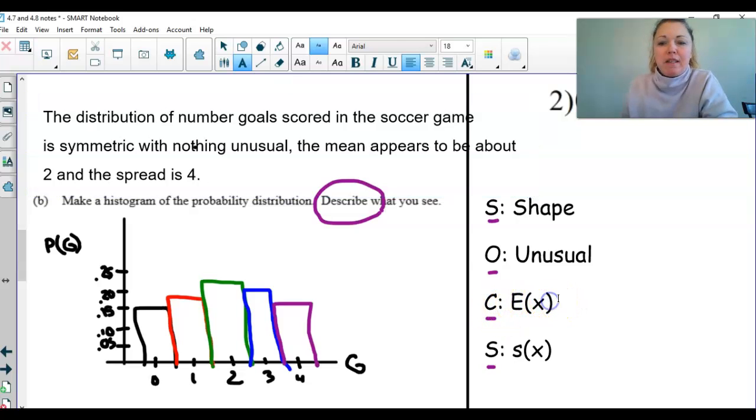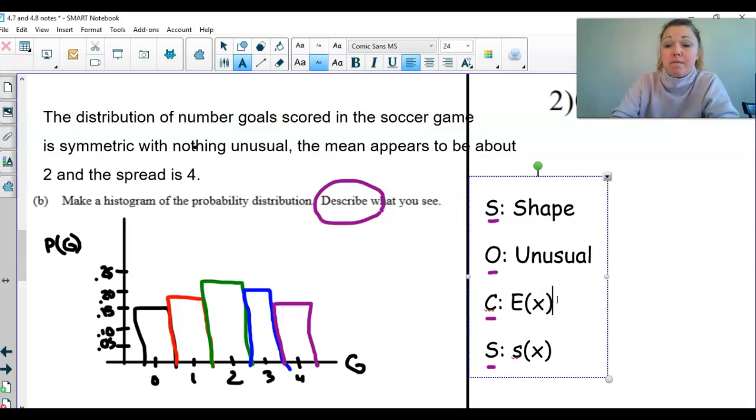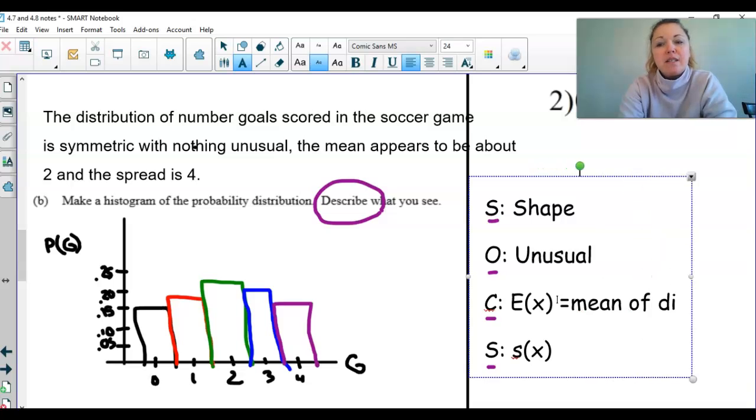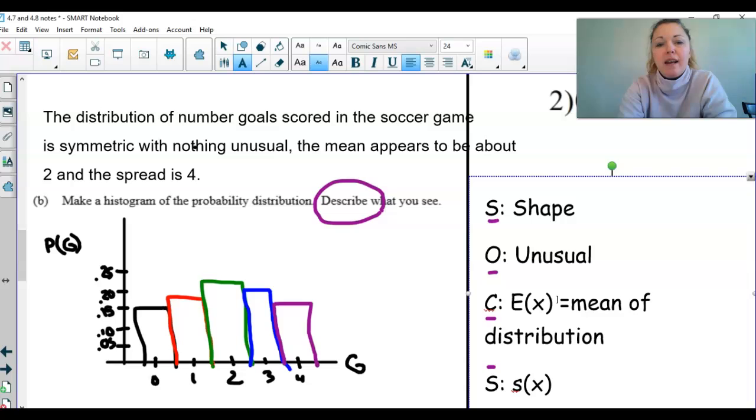That's actually the expected value, and the expected value is the mean. When we have a probability distribution, we want to talk about the center as what that expected value is. That is the mean of the distribution. I'm going to teach you how to find that in a second. Right now, I just estimated it at about 2.